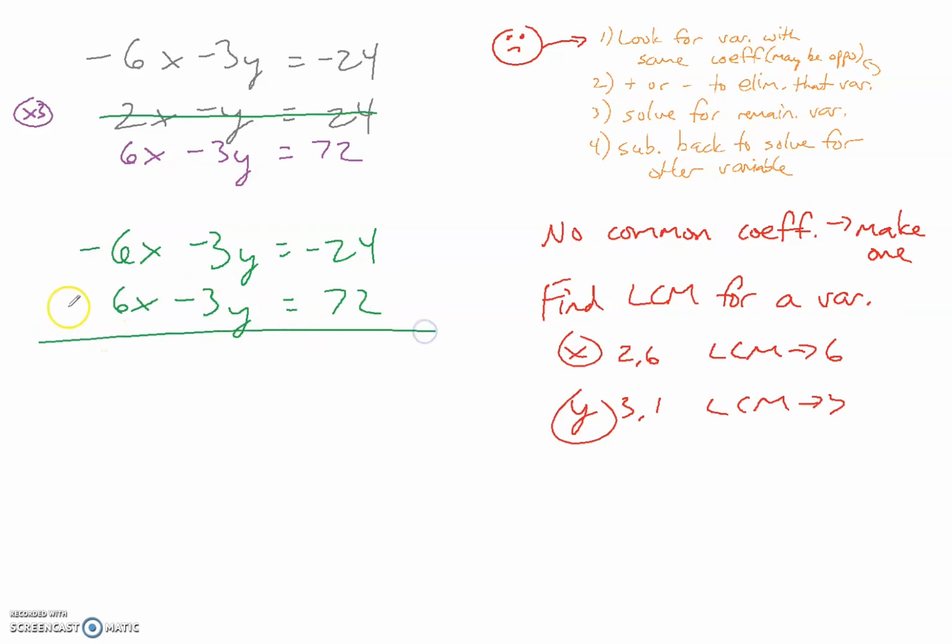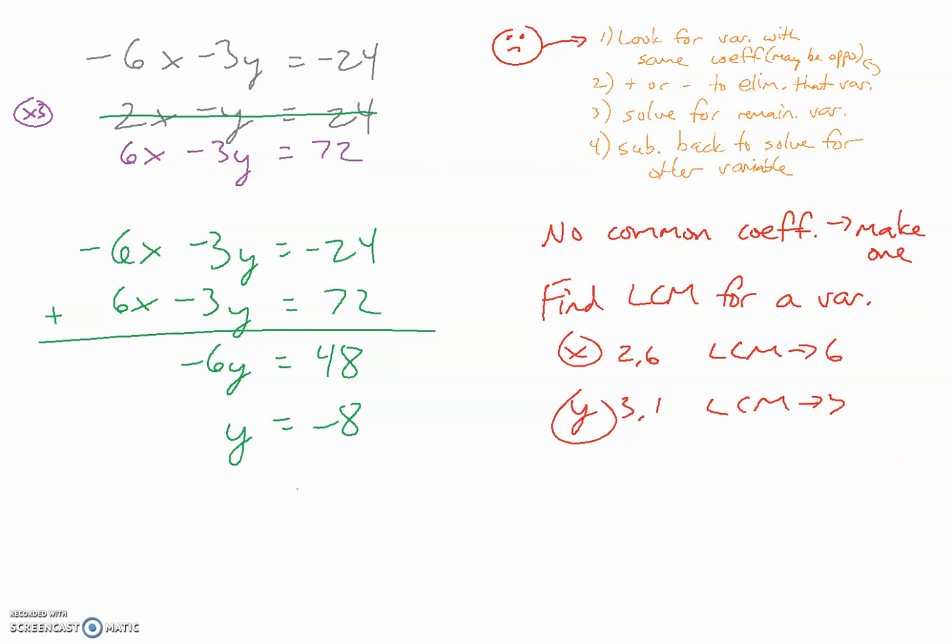I'm going to take these two and add them together. If I add the 6x terms together, they cancel out, leaving nothing. Negative 3y plus negative 3y is negative 6y, and negative 24 plus 72 leaves me with 48. Now I divide by negative 6 on both sides, and y is equal to negative 8. There's my y value. Then I can take that value and put it back into any of the original expressions. You're probably not going to use the purple one because it's bigger, probably one of these two right there, and I can solve for my x value.